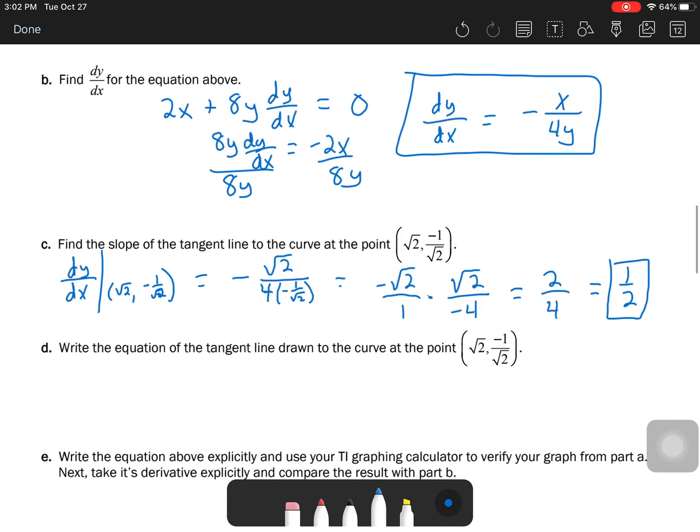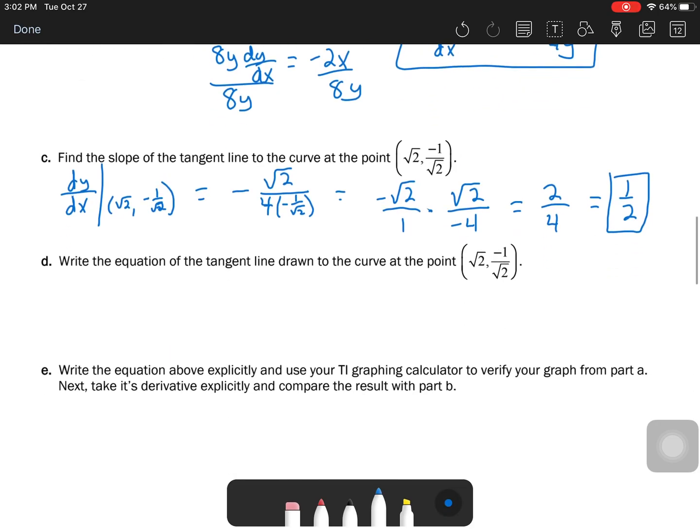Okay. And then on part D, find the equation of the tangent line. Well, that's just going to be y, minus the y coordinate, actually plus 1 over root 2, equals the slope of 1/2 times x minus square root of 2. So that would be our equation of our tangent line right there.